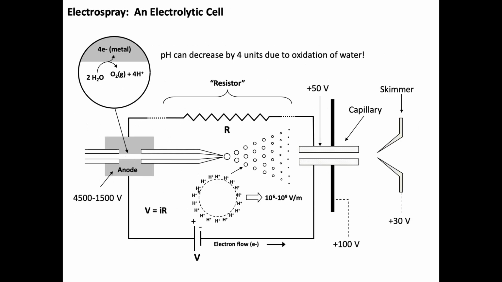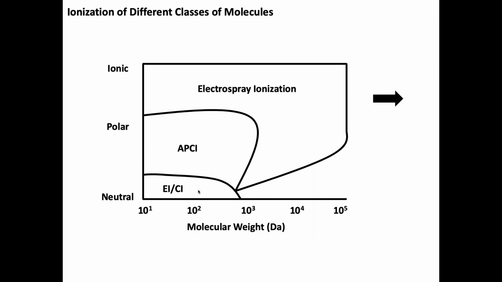Lots of different classes of molecules certainly can be ionized with electrospray, but the key is ionic, polar, and also molecular weight. That speaks to this issue of there being no really hard upper limit to the molecular weight of what you can look at, but you do have to have some charged ionizable groups.